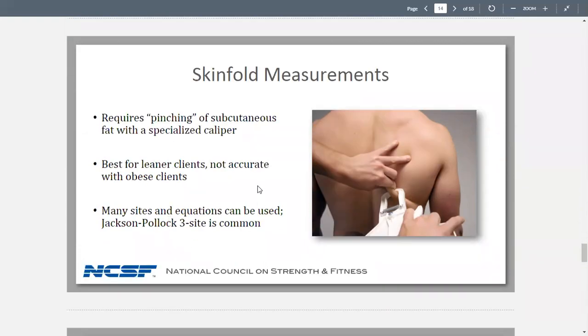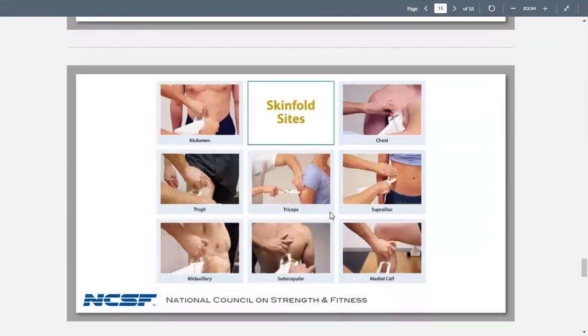Many sites and equations can be used, like the Jackson-Pollock 3 site, which is a common one. You just look up that calculation and put in the millimeters that you get, but you also need a skinfold caliper to do that. Some of them cost a lot of money, but you can get some really cheap ones. Obviously the cheaper it is, the less standardized it might be. The skinfold sites are the abdominal, thigh, mid-axillary, subscapular, triceps, medial calf, suprailiac, and chest. Those would be all the different skinfold placements.